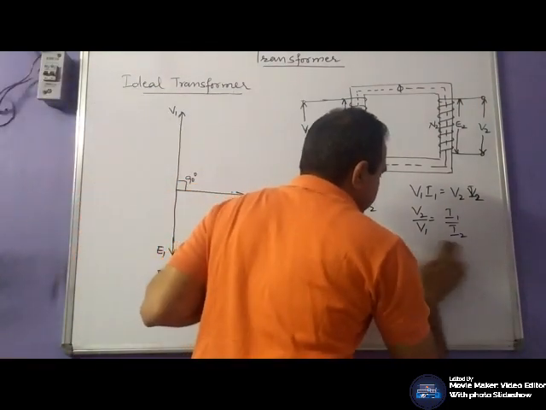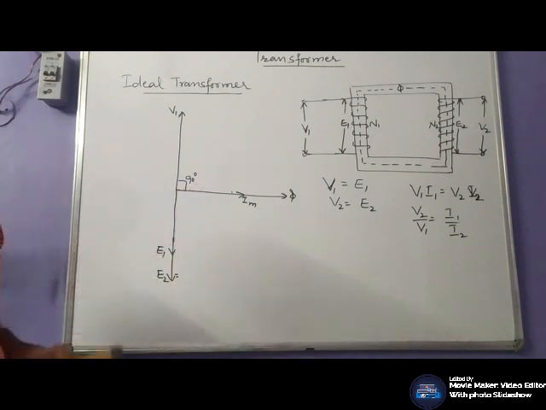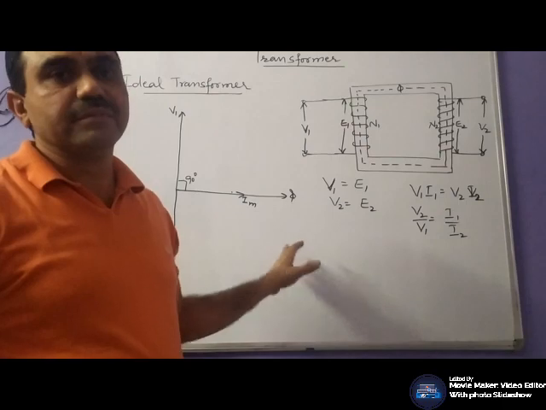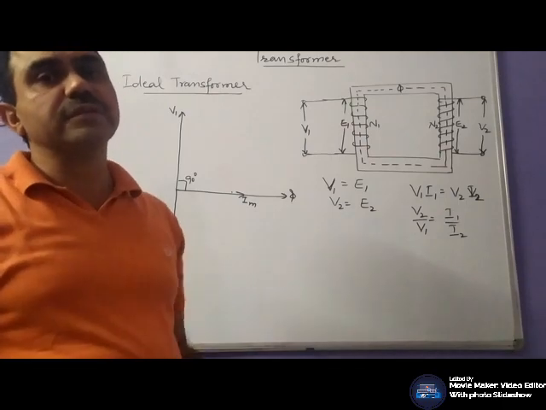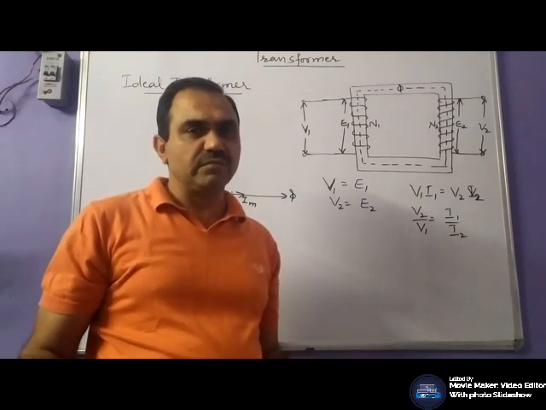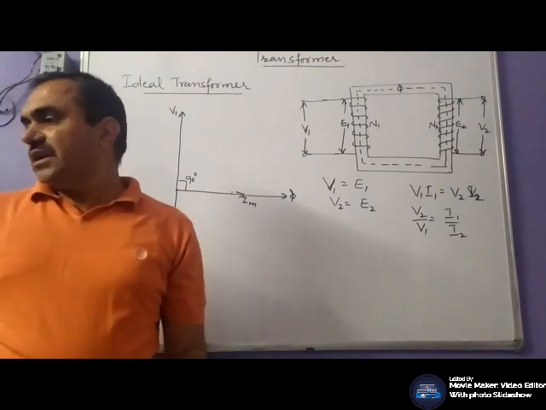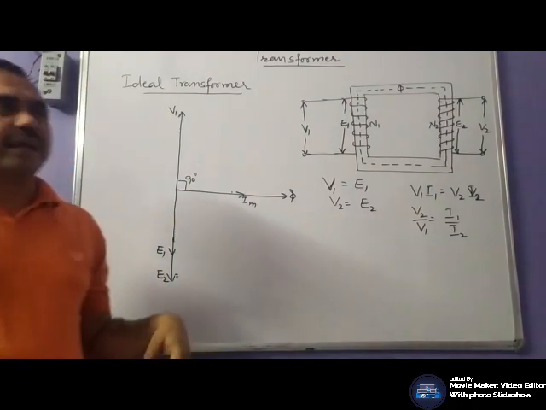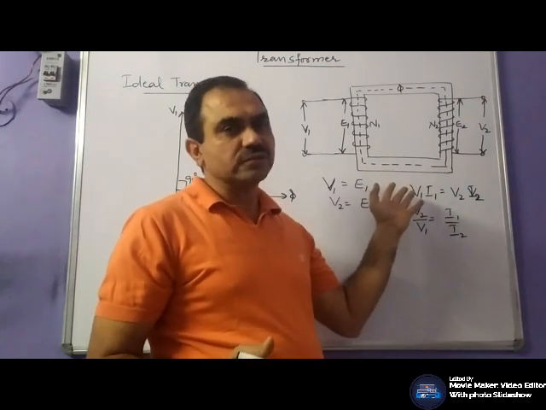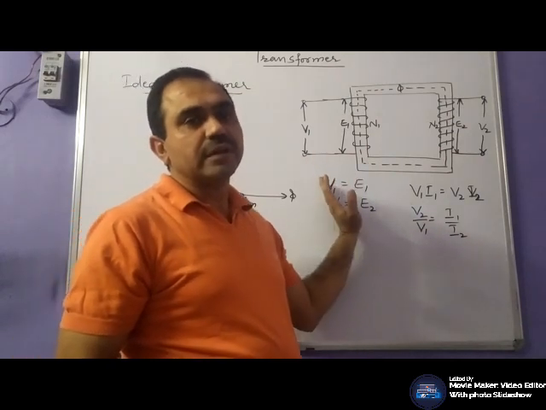Now, we were discussing the ideal transformer. But in actual conditions, an ideal transformer is not feasible, because no device is loss-free. No magnetic material is loss-free, and no conductor which can be practically used in the application is loss-free. That's why it is not viable to have a loss-free transformer.